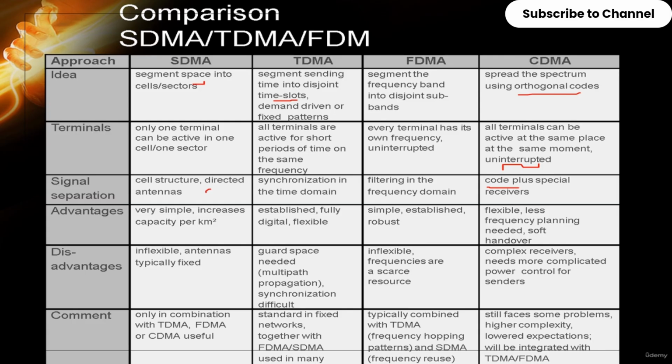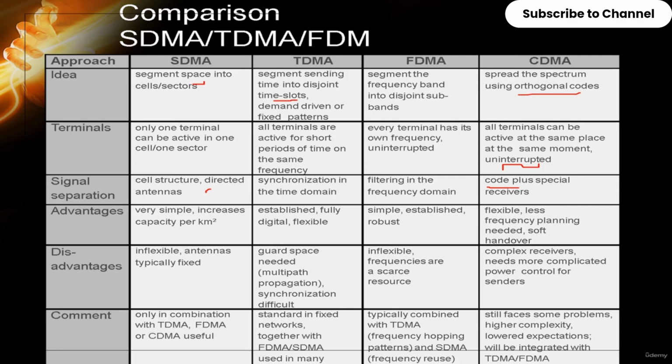The advantages: space division multiple access is very simple, and it increases the capacity per kilometer. In TDMA, it is fully digital, and it is flexible. FDMA is simple and robust. CDMA is flexible and has soft handover. So handover between a particular base station and mobile station, like that.